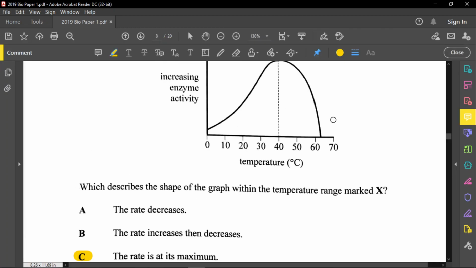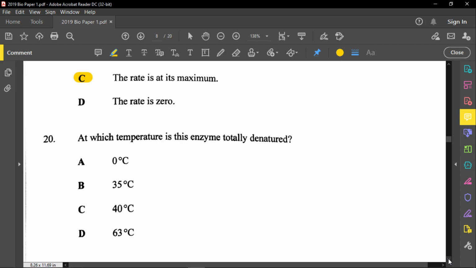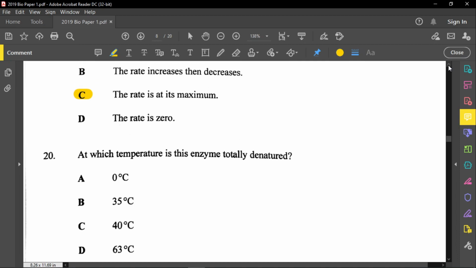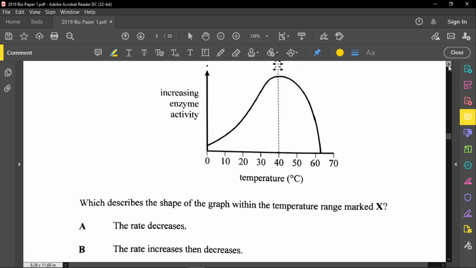All right, so now let's jump back into our next question, question number 20. Question 20 said, at which temperature is this enzyme totally denatured? The word denature for an enzyme means the shape of the enzyme has been changed because of unsuitable conditions. Temperature is one of them that could change the shape of an enzyme. So let's go back to the graph and talk about when it's totally denatured.